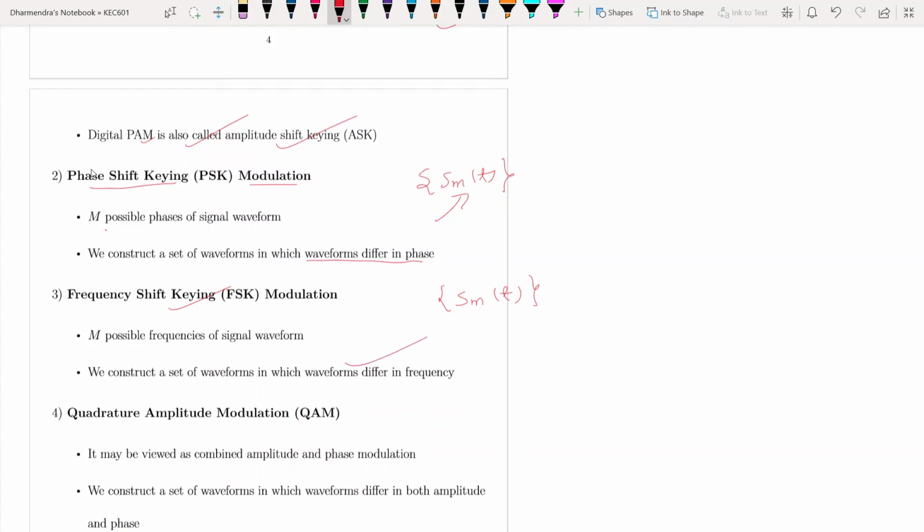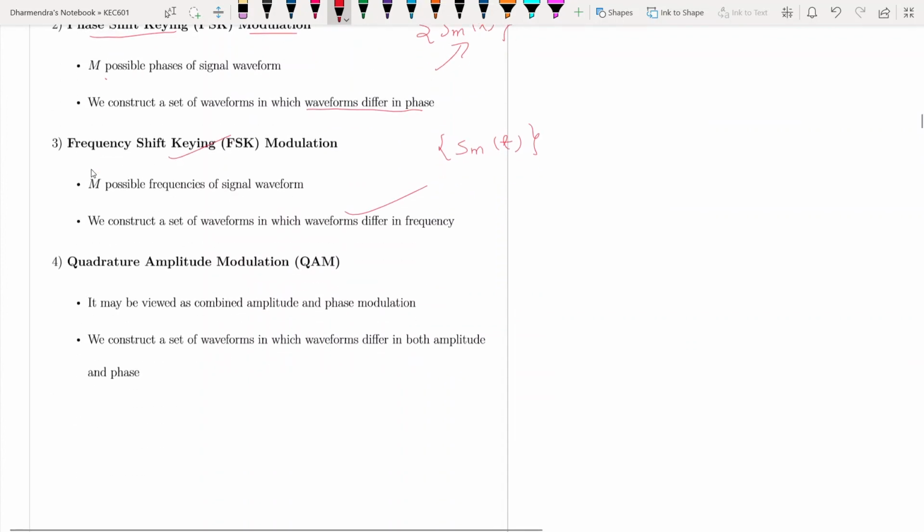Okay. Similarly, another modulation scheme is quadrature amplitude modulation. So quadrature amplitude modulation may be viewed as combined amplitude and phase modulation. So in this SM of t set, the waveforms differ in both amplitude and phase. We construct a set of waveforms in which the waveforms differ in both amplitude and phase, both will vary among the waveforms of this set.